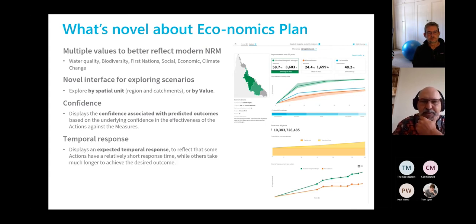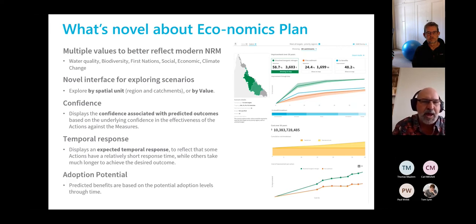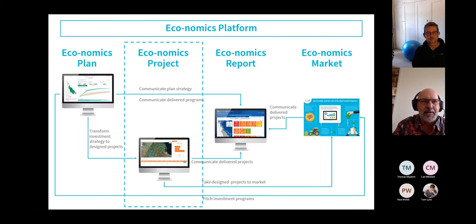We also want to represent the temporal response of each of those actions, to make the distinction between hard engineering, dumping rocks and pouring concrete, and soft engineering, planting trees. They might have the same ultimate water quality improvement outcome in 15 years' time, but the speed at which you achieve that varies, and that's often reflected in the price of doing those actions. We also have adoption potential captured in here as well, but we won't worry about that today.